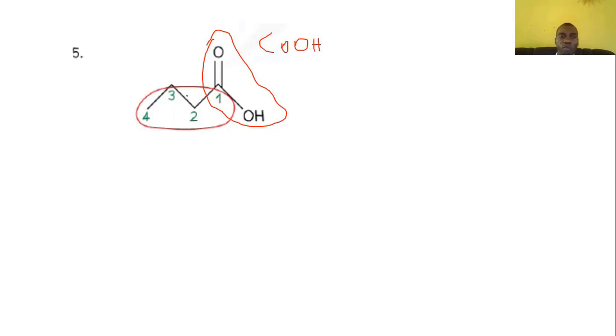Now, because 4, from the prefixes, is but. And all carboxylic acids end in oic. So from butane, you just add oic. So this one will become butanoic acid. Butanoic acid.